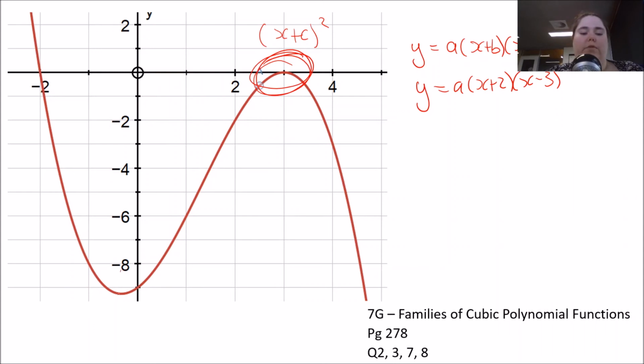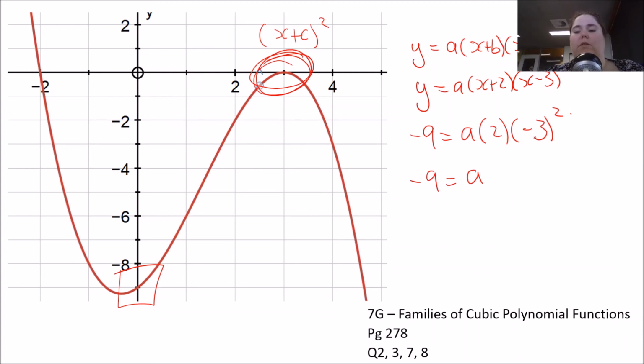So then once again I want to find a, so we sub in another point. Negative 9 equals a, all of my x's are zeros because we're at the y-intercept. And then I'm solving, so negative 9 equals a, 3 times 3 is 9, and it's positive, times 2 is 18. Divide both sides by 18, and I get negative a half equals a, and we put that back into the original equation.